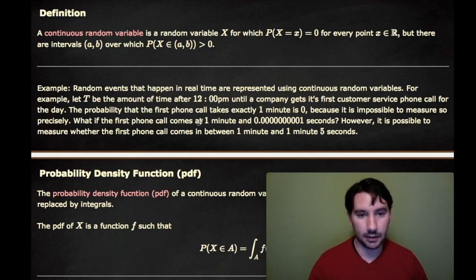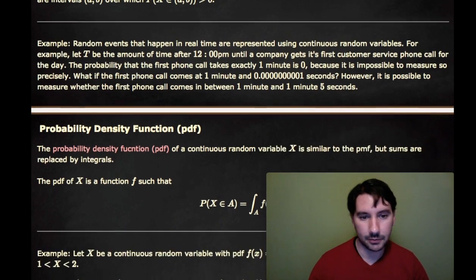So what if the first phone call came at 1 minute and 0.000001 seconds, for example? Then it wouldn't be at exactly 1 minute. And that's why we say there's a probability of 0 that it's any particular value, because it just can't be that precise. But if we said the first phone call is going to come between 1 minute and 1 minute 5 seconds, then if it's around like 1 minute and 2 seconds and something, we can measure that, right? So there's a chance that it lands between 1 minute and 1 minute 5 seconds. So that's sort of the way you want to think of a continuous random variable.